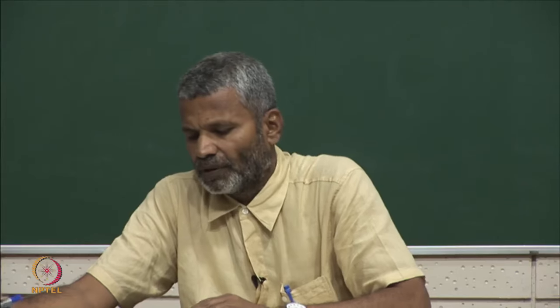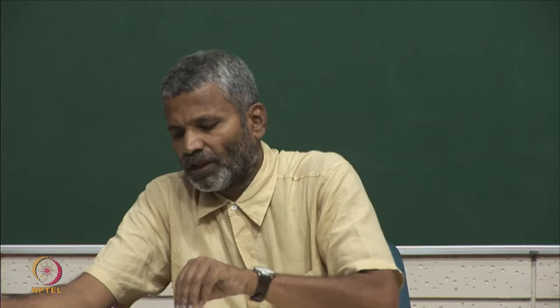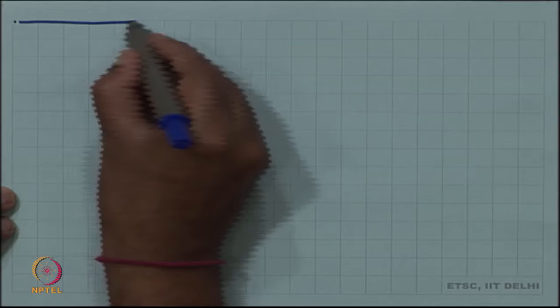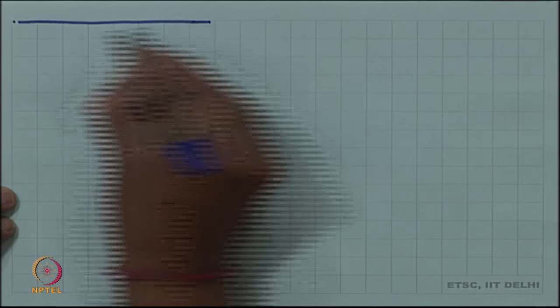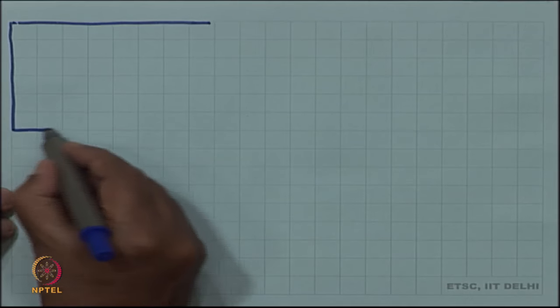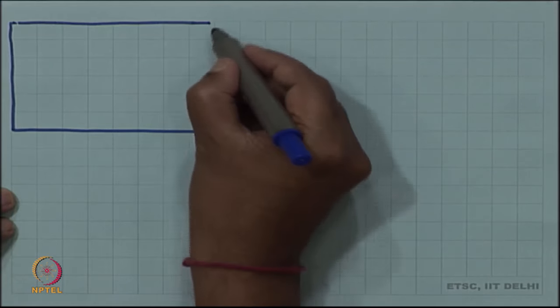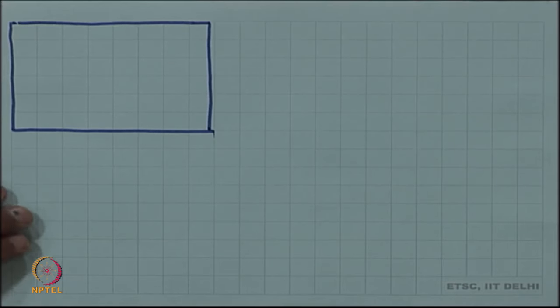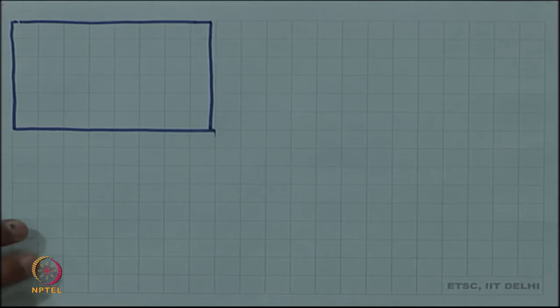So, let us continue the discussion of phase transformation. Let us look at nucleation, growth and overall transformation. Let us imagine that we have a volume of material which is going to transform. Let us say that this box represents an untransformed material and gradually is going to transform.